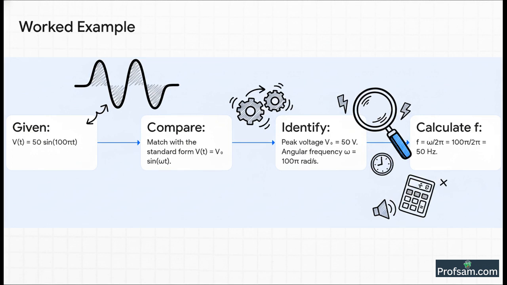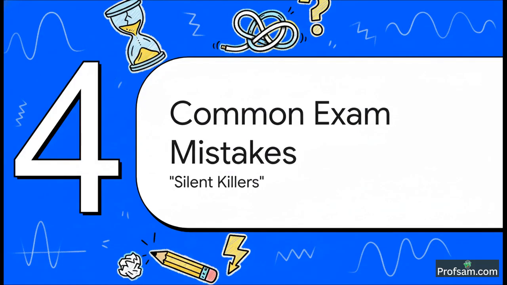We also know the formula that omega equals 2 pi f. So, to find the frequency f, we just do 100 pi divided by 2 pi. The pi cancels out, 100 by 2 is 50 Hertz. See? Bilkul simple. Okay, now this next part is very, very important.